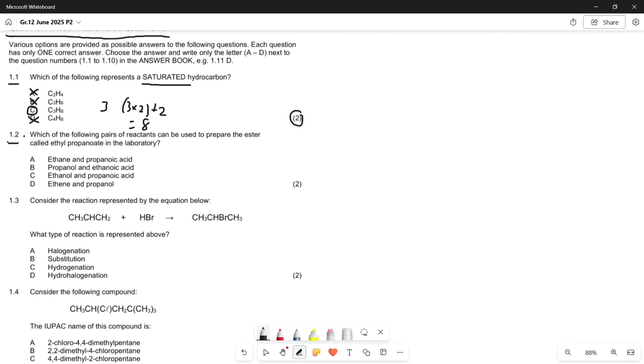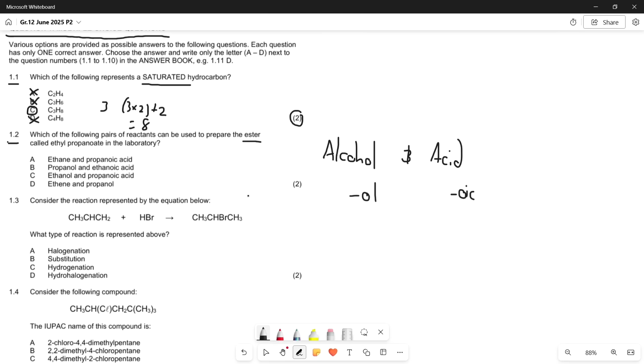Cool. And then 1.2 here says, which of the following pairs of reactants can be used to prepare the ester called ethyl propanoate in the laboratory? So we have 2 options. An esterification reaction has to do with an alcohol and an acid, a carboxylic acid specifically. So that means we have to look at an alcohol and an acid. Alcohols end in ol, and acids end in oic. All of these options here end in oic.